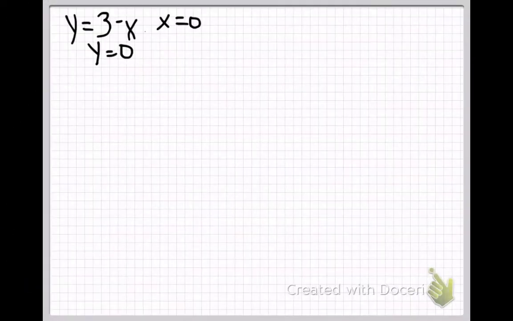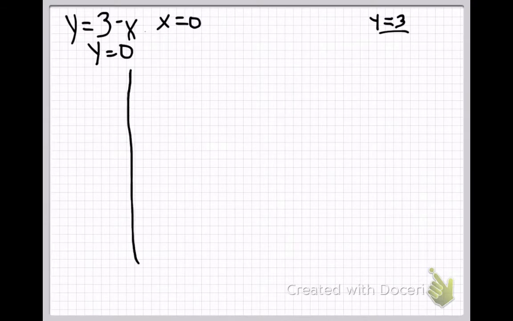Now, if we look at question part B, same three equations, y equals 3 minus x, x equals 0, and y equals 0. But now, we're going to rotate it along the line y equals 3. Okay? So again, let's draw our x and y axes. Now, I know, based on what the shape from A was of the bounded region, I know it's a right triangle that's sitting on the x-axis.